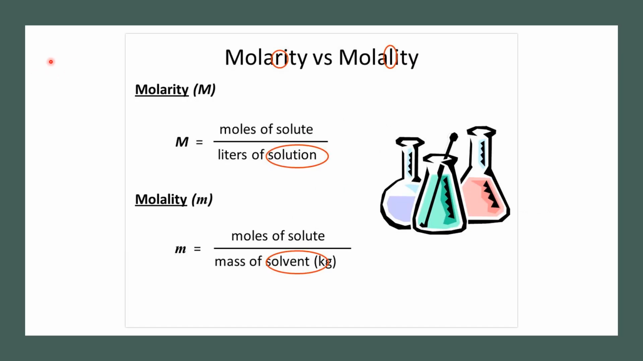This slide represents the difference between molarity and molality. To differentiate the two, when we say molarity, that is the moles of the solute divided by the liters of our solution. When we say molality, that is the moles of the solute divided by the mass of our solvent in kilograms. When we use molarity, our divisor is the volume of solution in liters, while for molality, our divisor is the mass of our solvent in kilograms.